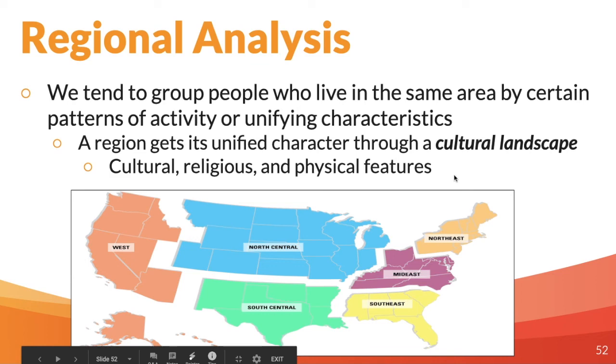So this is what we call the cultural landscape. A region gets its character through this cultural landscape. That could represent physical features, it could be cultural features, it could be religious, it could be language. When you go outside and you see street signs that are written in English or French or Spanish or whatever it might be, that immediately tells you something about that region through the cultural landscape.